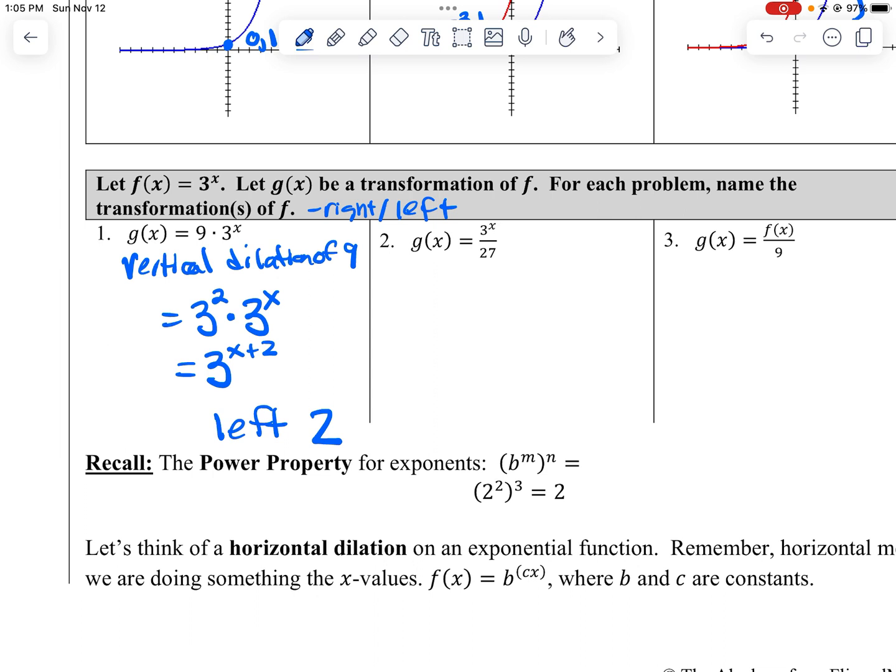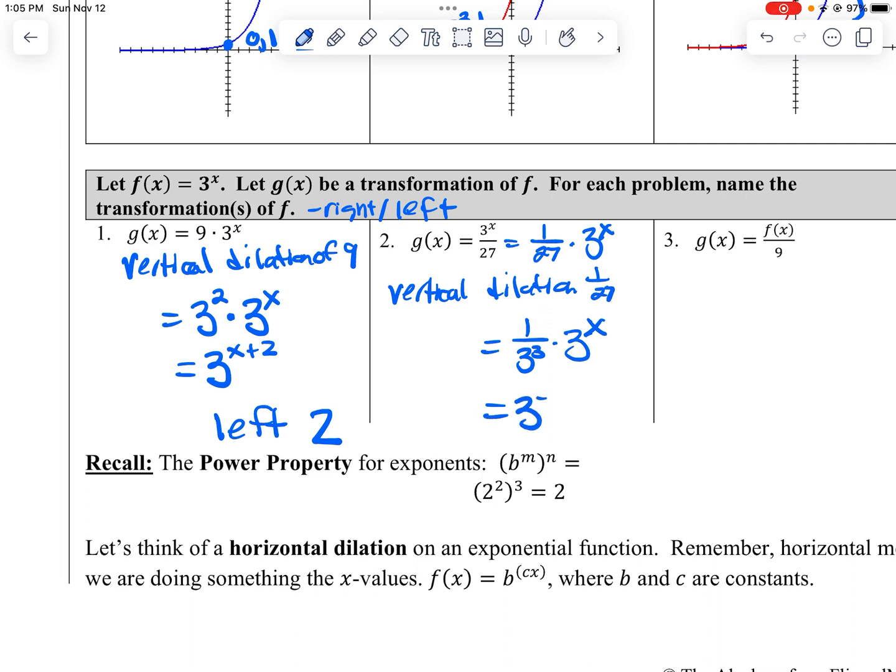Now what about this next one? This is really 1 over 27 times 3 to the x. So again, we could say it's a vertical dilation of 1 over 27. Or how can we rewrite that? Well, 27 is 3 cubed. That's in the denominator, so we have to flip it, negative 3. Running out of space. So this is really 3 to the x minus 3, so it moved to the right 3.